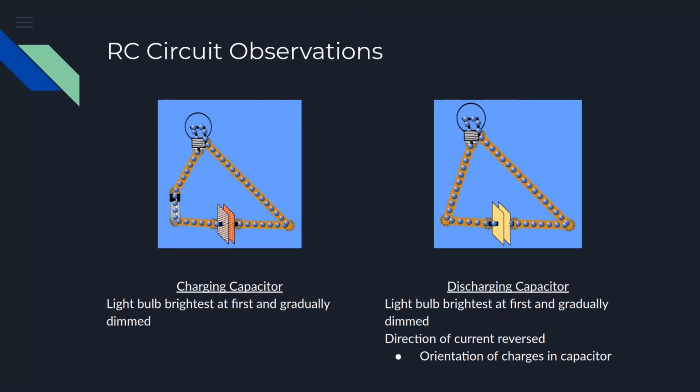Now we want to observe charging capacitors. In the following circuit model on the left, the bulb starts at its brightest and gradually dims as the capacitor polarizes, in other words, charging the capacitor. When removing the battery from the circuit, the capacitor discharges. During this process, the light bulb once again is at its brightest and gradually dims, though this time the current is flowing in the opposite direction due to the orientation of the charges.